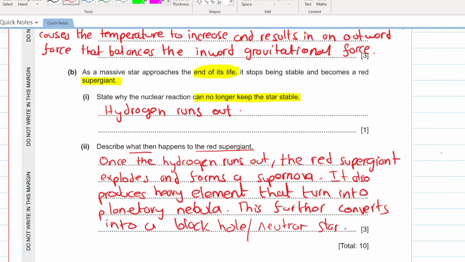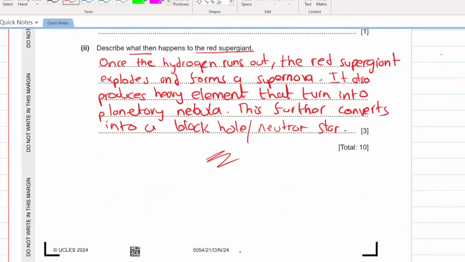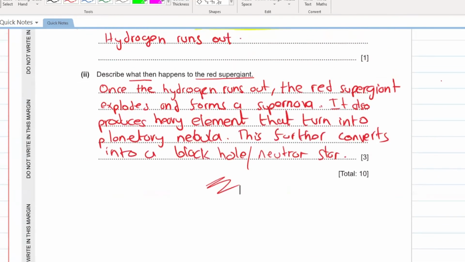Simple. This marks the end of the paper. Any questions that you have in this entire paper, ask away.